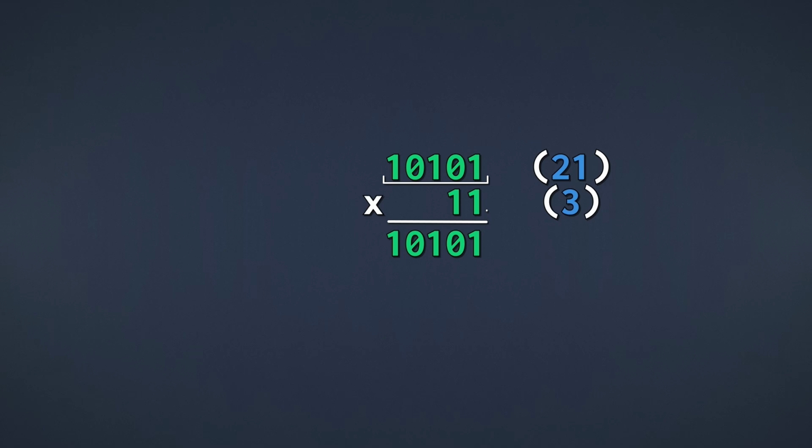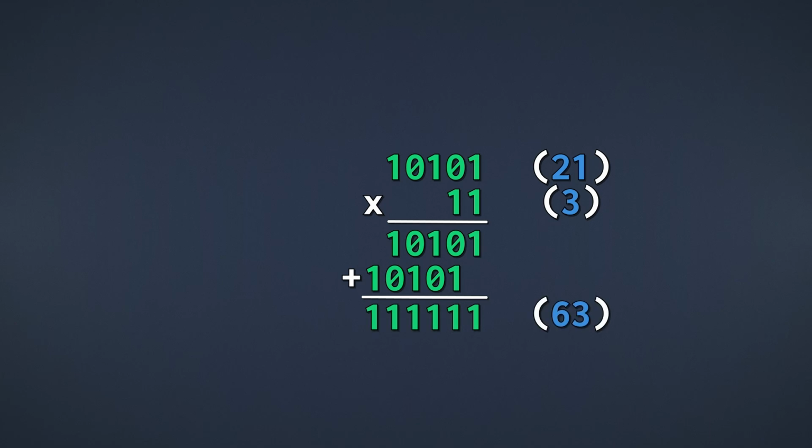Multiplication is even easier. We multiply our first number with each digit of the second number. As we only have zeros and ones, this just creates identical copies that are offset accordingly. Adding these together then gives us the final result.